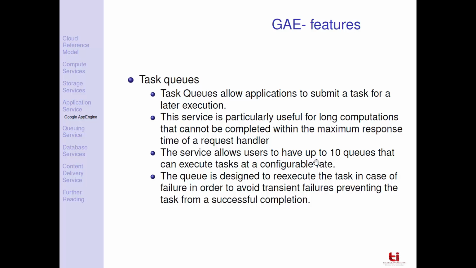The service allows users to have up to 10 queues that can execute the task at a configurable rate. So the maximum number of queues that can be created is 10. The queue is designed to re-execute the task in case of a failure, in order to avoid transient failures preventing the task from successful completion.